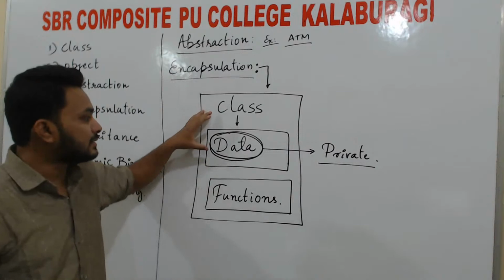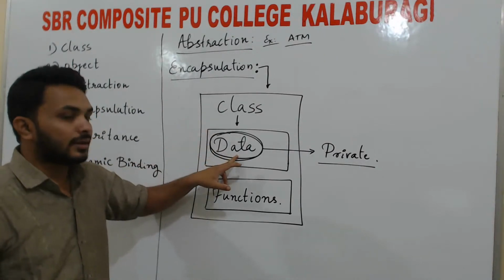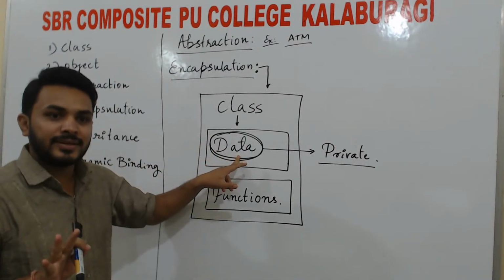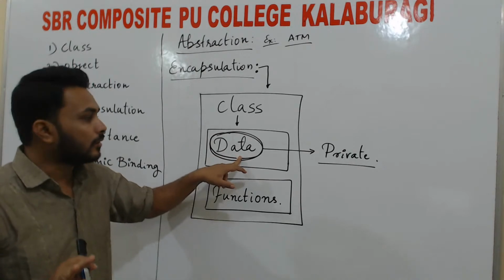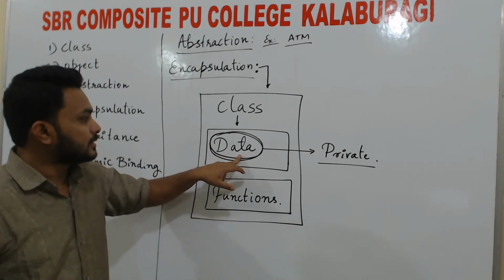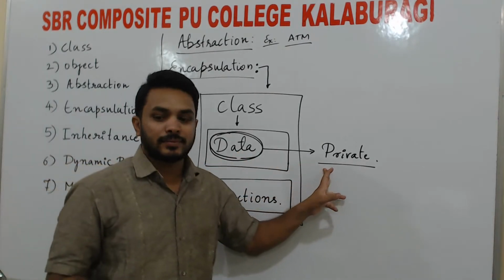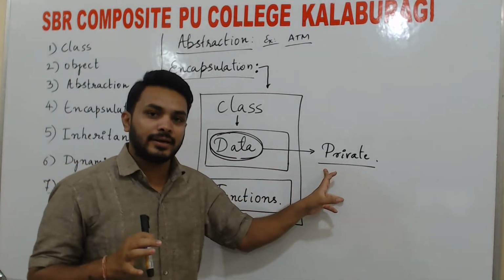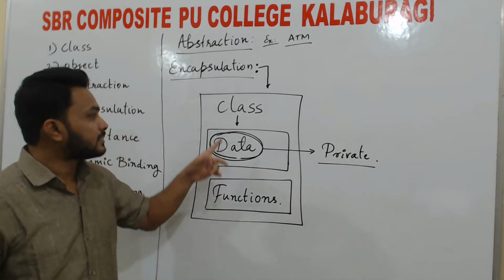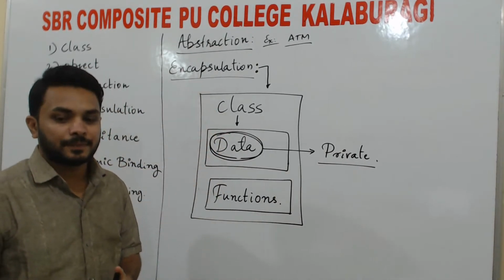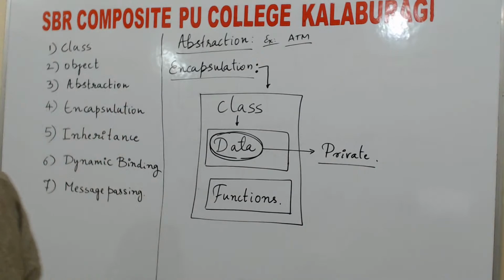It is the same as a class, but the only thing is the data which you are writing. Data means properties you are writing. The data which you are writing or creating should be inside some capsule or inside some private data. That concept we call encapsulation. Understood?